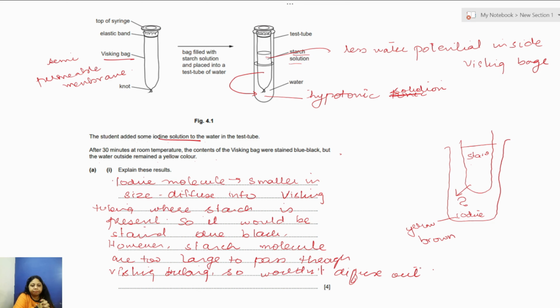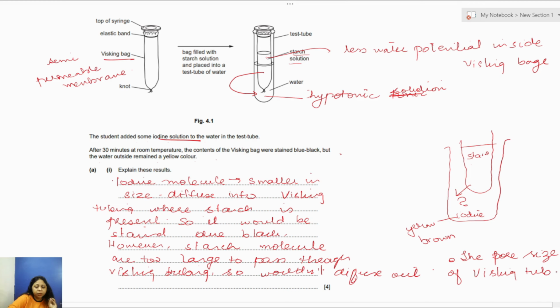Okay, now when we are saying that iodine can move in and starch cannot move out, we can also tell here there is another point: the pore size of whisking tubing is suitable for the movement of iodine molecules only. I mean, it is so small that only iodine can pass, starch cannot. Starch is a bigger molecule.